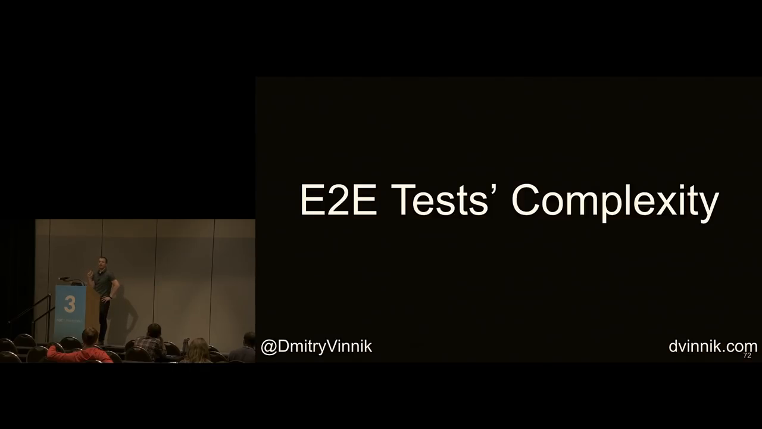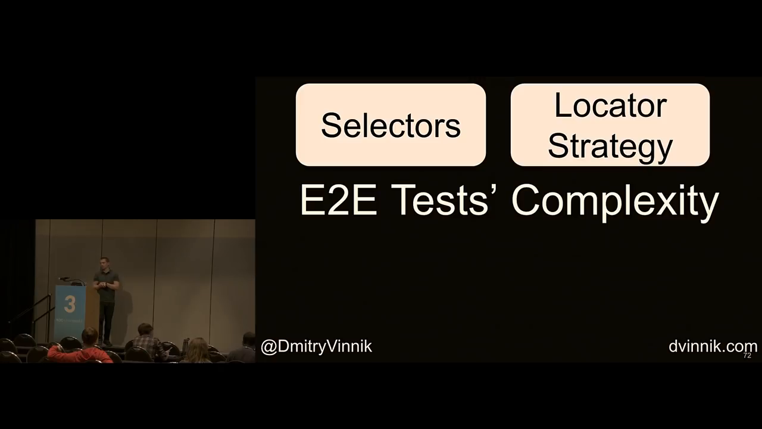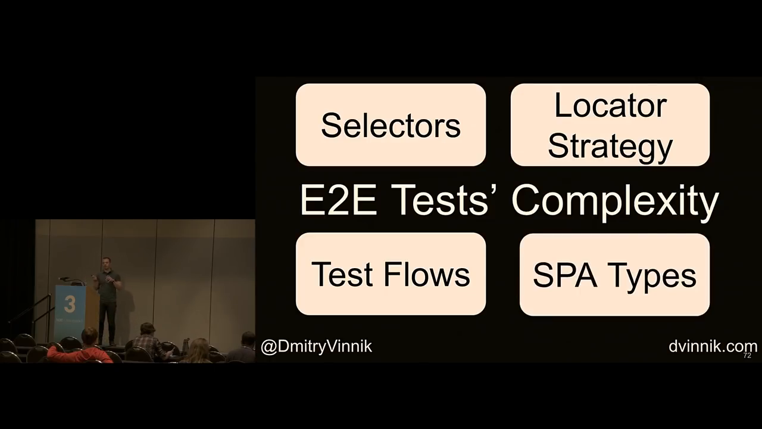End-to-end tests all have major complexities. One of those complexities is finding elements: selectors, the locator strategy, how you even find those elements in the first place. What are the test flows, how are you writing your test, is it parallel, is it asynchronous, how do you even implement that, and how easy is it to write those tests. Those things are very important, and it depends what kind of single page application type you're targeting. In case of WebDriver, it's obviously a generic type, but some of the frameworks we'll look at will be more specific to certain frameworks.